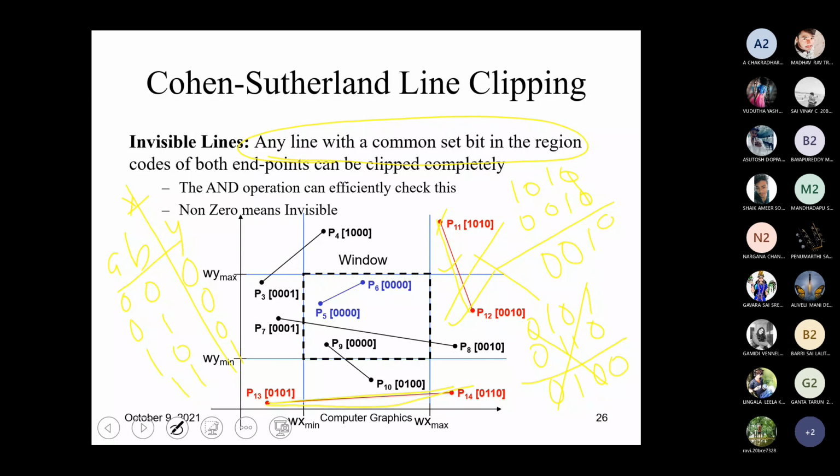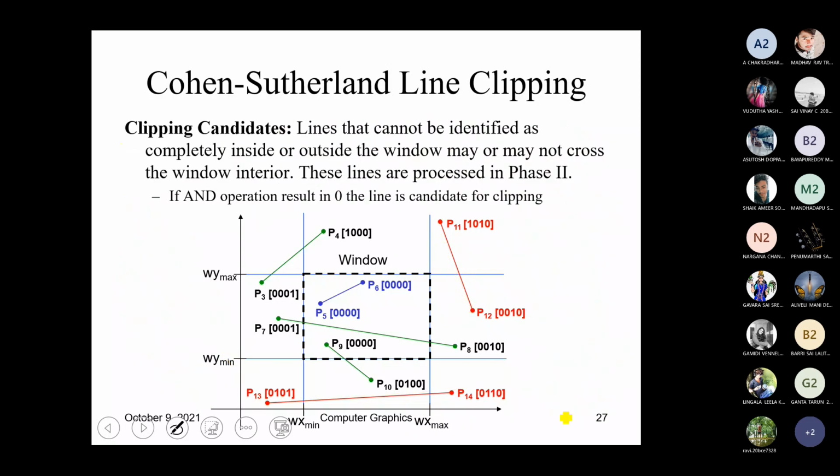So for the third case you take the clipping candidate. Lines that cannot be identified as completely inside or completely outside the window may or may not cross the window interior. So these lines proceed to phase 2. In that case, if the AND operation results in 0, then the line is a candidate for clipping. Understood?